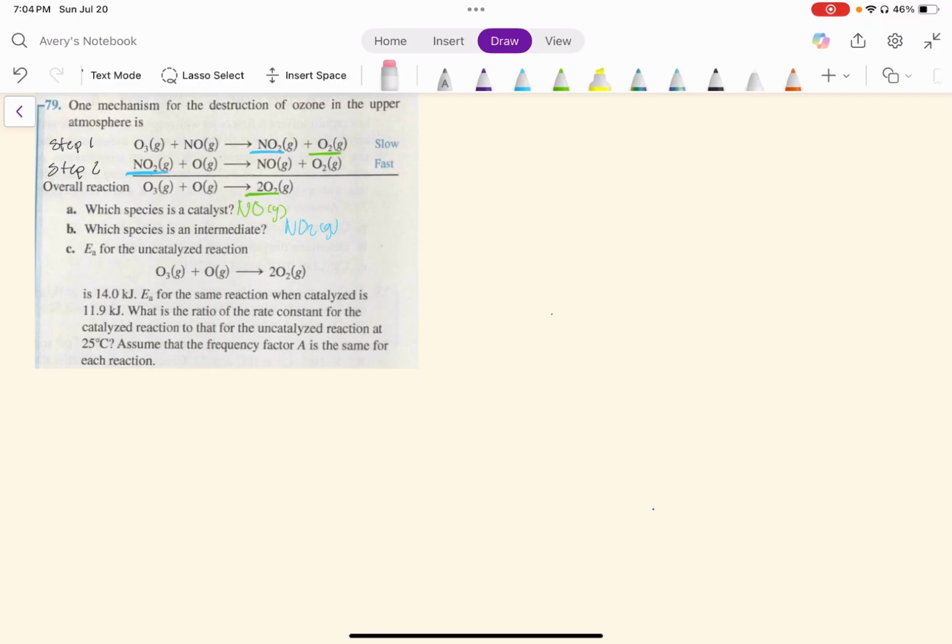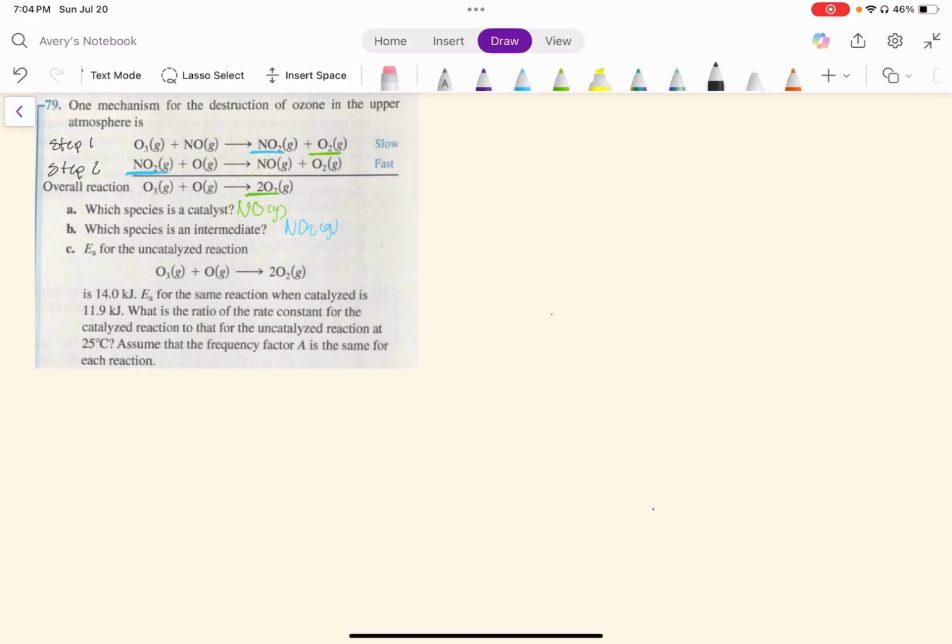Okay, now moving on to question C. The activation energy for the uncatalyzed reaction is 14 kilojoules. The activation energy for the same reaction when catalyzed is 11.9 kilojoules. What is the ratio of the rate constant for the catalyzed reaction to that for the uncatalyzed reaction at 25 degrees Celsius? Assume that the frequency factor A is the same for each reaction.